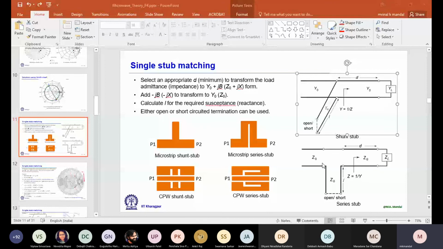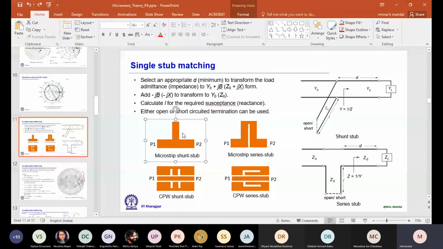And if I use a series stub, then here it is an impedance problem, and once the real part is transformed, then we cancel the imaginary part by adding minus jX. Now for microstrip line, why do we prefer shunt configuration?